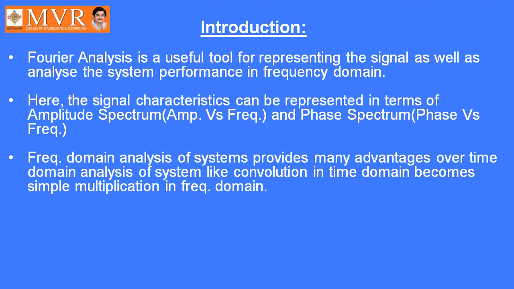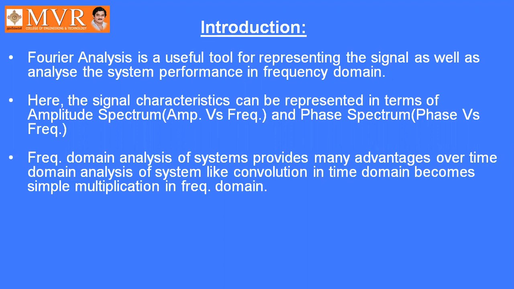What is meant by amplitude spectrum? Amplitude spectrum means amplitude versus frequency. We will plot the graph between amplitude and frequency in the amplitude spectrum. Coming to the phase spectrum, we will plot the graph between phase angle and frequency.